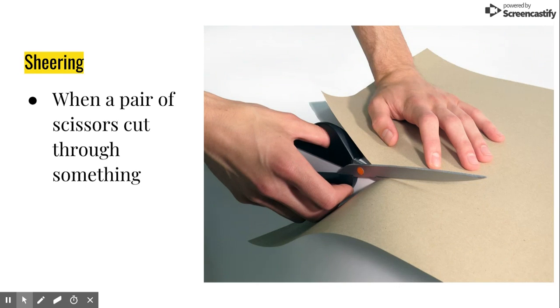Last but not least, here we have shearing. Shearing we defined as a cutting force. When you take a pair of scissors and cut through something, that is a shearing process. You could also take a saw and cut through any type of wood. That would be considered shearing also.